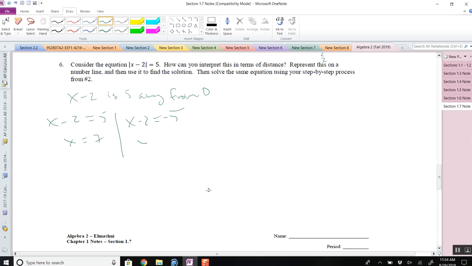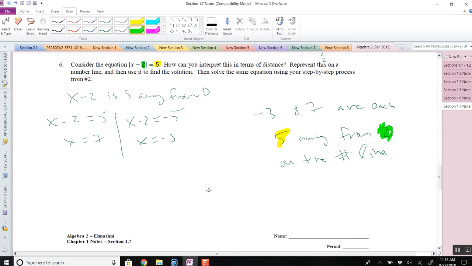Remember, it also says those negative counterparts. So what this tells us is that -3 and 7 are each 5 away from 2 on the number line. Notice how we see the 5 and the 5. So this is interpretation. That's what we're being asked to do, right? We see a 2, and we see a 2 there.